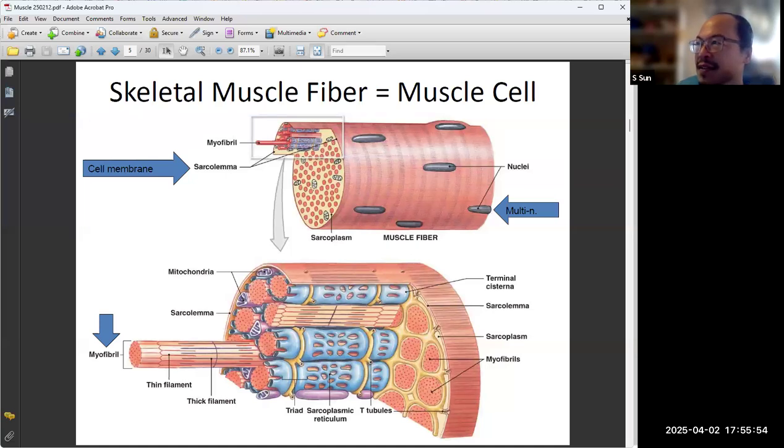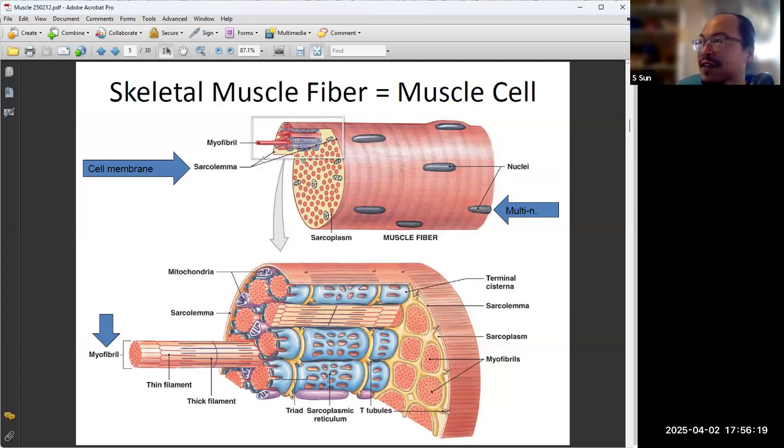You can see that it has a mitochondria, just like every other cell. It has a cell membrane. It's elongated. And this cell membrane here has a name. It's called sarcolemma. It's just a name, but it's a cell membrane. It's the same thing as other cells have.